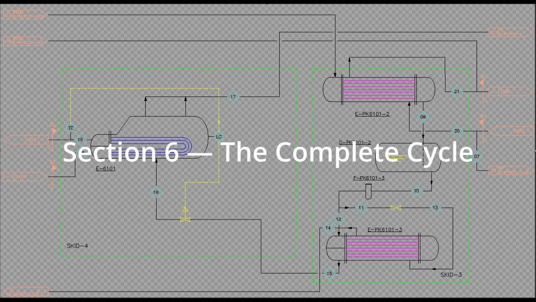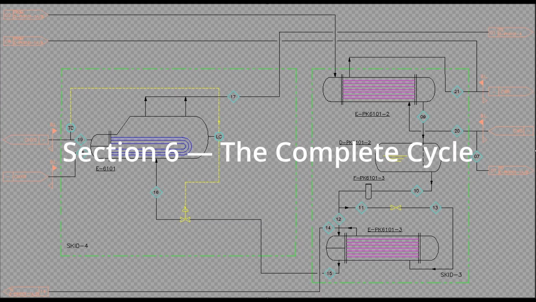When the refrigerant is condensed into liquid, it accumulates in a receiver tank. From here, it flows back through an expansion valve into the evaporator or heat exchanger, closing the cycle. The goal of this skid is to maintain stable refrigerant inventory and constant cooling capacity.